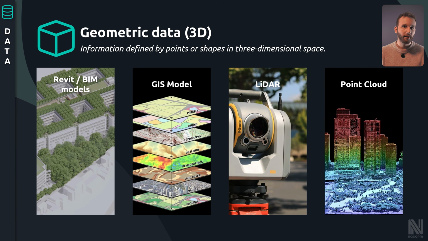Geometric, or 3D data, is defined by points or shapes in 3-dimensional space. This is where Revit and BIM models live, along with GIS models, LiDAR scans, and point clouds. This is arguably the most valuable type of data in AEC, but it's also the most complex. A BIM model isn't just geometry. It's geometry plus metadata, relationships, and context.